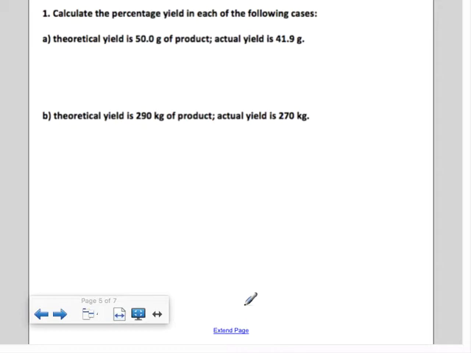All right, welcome back. Today I'm going to be going over the solution problems for your percentage yield / limiting reactant worksheet. Pretty much your last assignment for Chapter 9 stoichiometry.